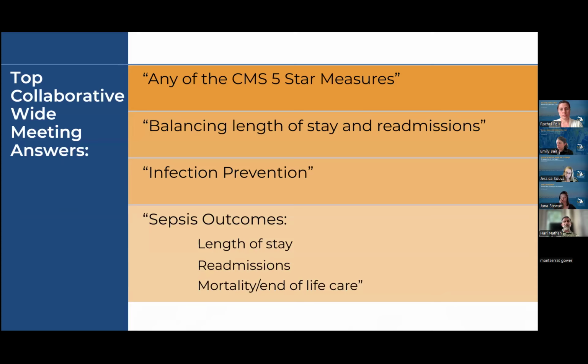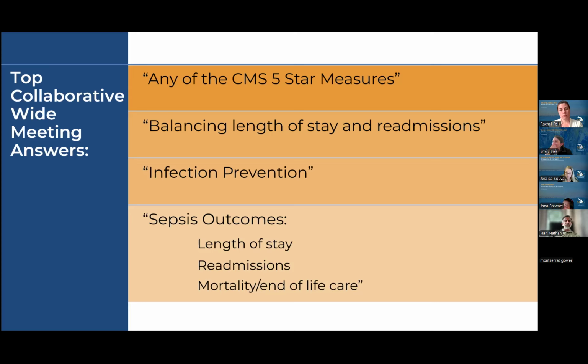So at the recent collaborative-wide meeting, when we brought up some of these topics, the top answers were the ones that you see here. Any of the CMS five-star measures. Again, the question there, of course, is how do we measure that at a system level, given that these CMS measures are awarded at a hospital level? Balancing length of stay and readmissions. One of the aspects of systemness that one might think about in that respect is that, especially within a healthcare system, if a discharged patient needs a readmission, it may or may not need to happen at that same hospital. Perhaps there's a facility closer, or perhaps by facilitating follow-up care at a more nearby clinic, that readmission can be avoided altogether. Infection prevention and sepsis outcomes, including length of stay, readmissions, and mortality, and end-of-life care.